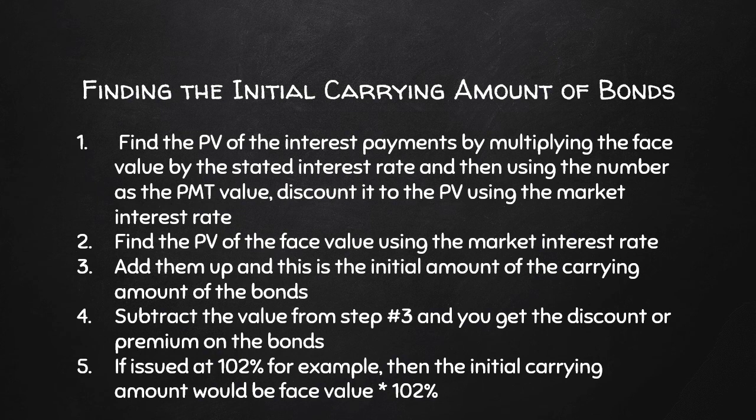So we have to find the initial carrying value of the bond. That's also an important aspect. And in order to do that, you have to find the present value of the interest payments by multiplying the face value by the stated rate, then using the number as the payment value, and discount it to the present value using the market rate. Then you find the present value of the face value using the market rate, add them up, and it's the initial carrying amount of the bond. Subtract this value from step 3 and you get a discount or premium on the bonds. If it's issued at 102%, for example, then the initial carrying amount would be equal to 102%.